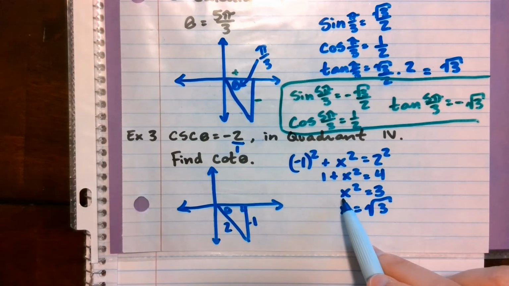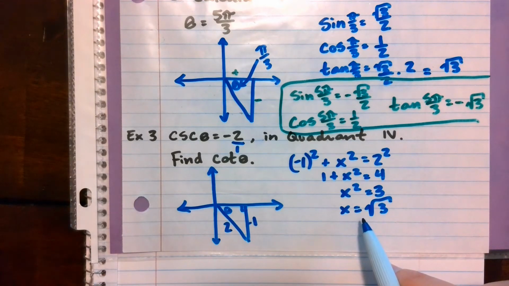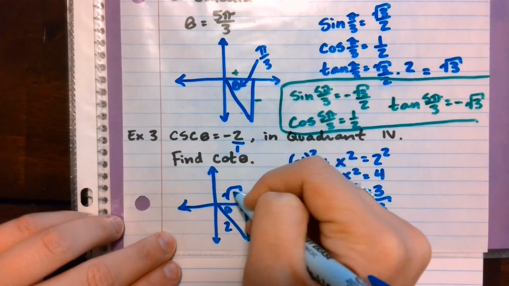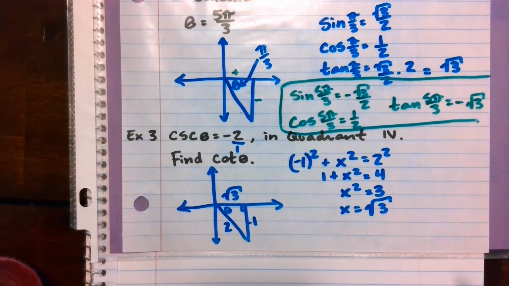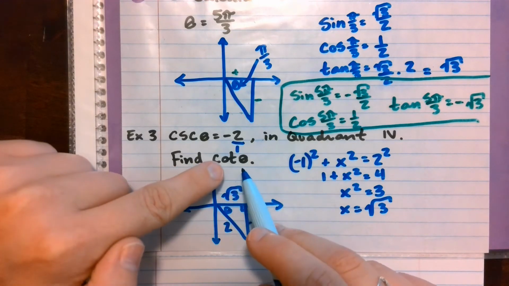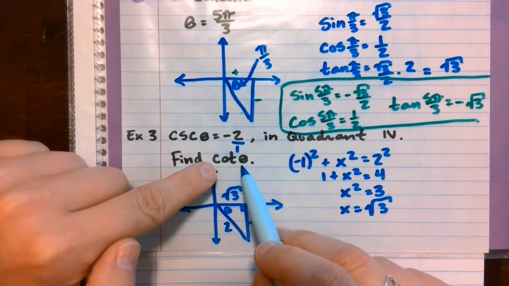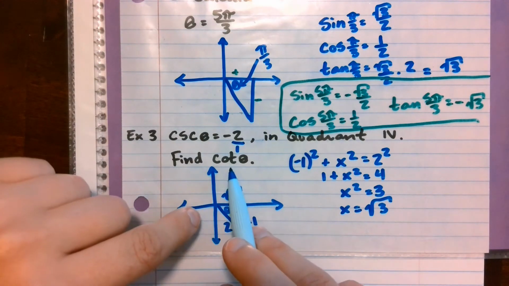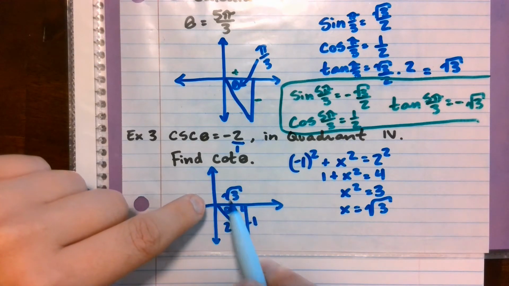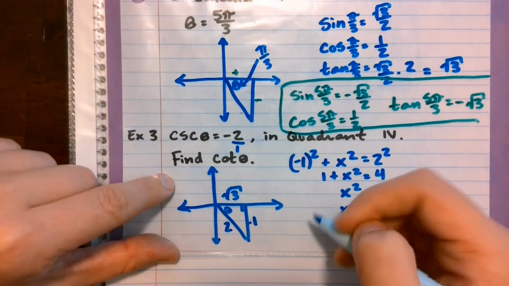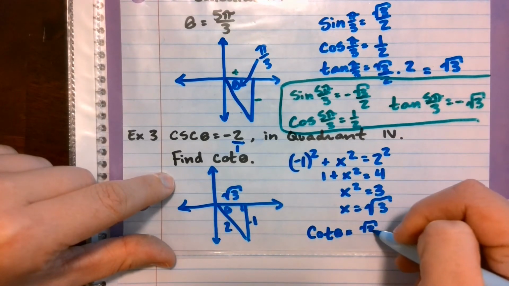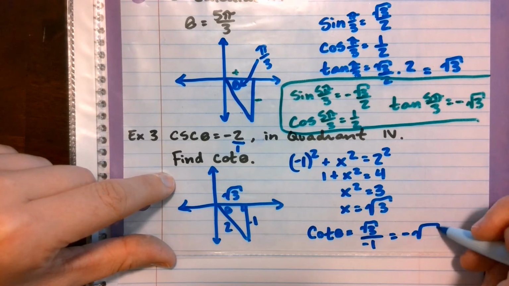Remember when we're solving here that we end up with a positive or a negative because we decided to take the radical of both sides, but then we have to use the context of the problem. Because of what we're talking about here, it does have to be the positive version because we're in the fourth quadrant. So now to find cotangent of theta, just like cosecant, I'm going to think about it backwards: my tangent would be opposite over adjacent. So if I'm trying to find cotangent, then I'm going to have adjacent over opposite. So for my cotangent of theta, I'm going to end up with a radical 3 over a negative 1, or just a negative radical 3.